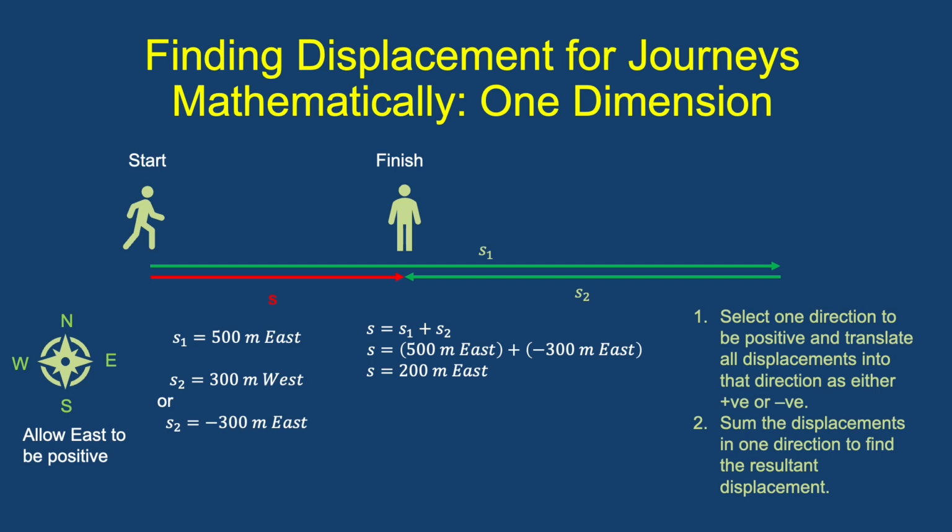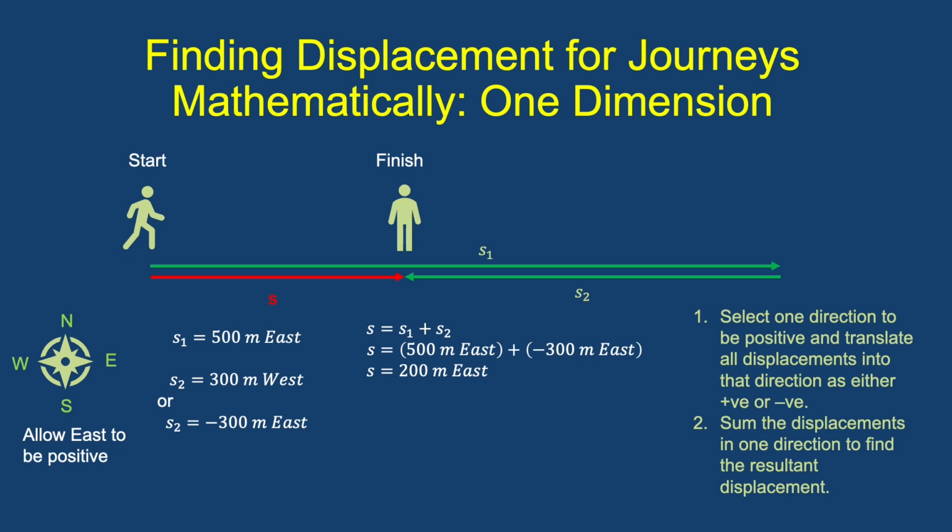When you go to add vectors mathematically in one dimension, you have to decide, is east positive or is west positive? In this particular example, I decided that east was positive. So when we go to add the vectors together, we add together positive 500 metres. And then we add negative 300 metres. Because although that person travelled 300 metres west, they travelled negative 300 metres east. So that's an example of adding up vectors mathematically.